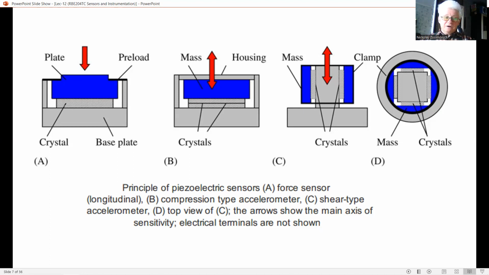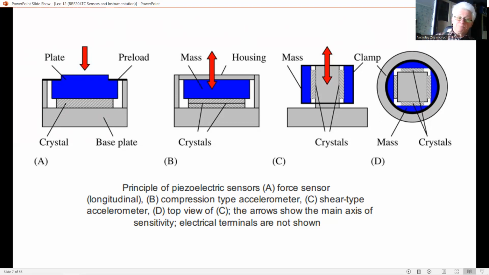This figure shows in a very schematic way some basic constructions. In the force sensor, in case of figure A, the force to be measured is directly transferred to the piezoelectric crystal. Obviously, the construction provides a means to connect the electrode of the crystal to an external connector. It's not shown in this figure. Usually, the case acts as the ground terminal.